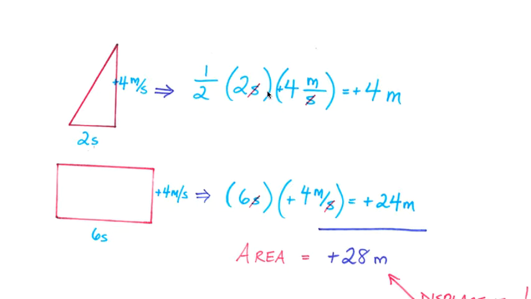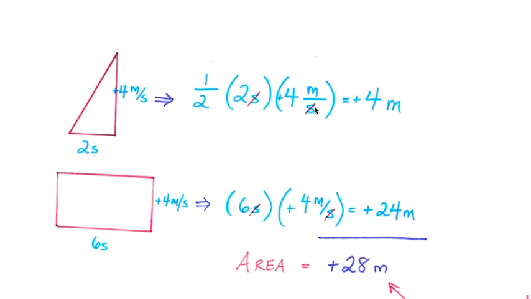Well, the seconds will cancel out because I have seconds on the top and the bottom, and I wind up with positive 4 meters. If I find the area of the rectangle, 6 seconds times positive 4 meters per second, seconds cancel out, I get positive 24 meters, for a total of 28 meters in the positive direction. Hopefully that's screaming out to you, well, it's a distance or a length measured in meters, and there's a direction.